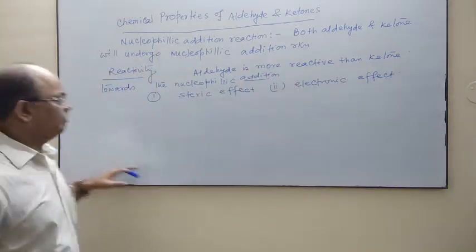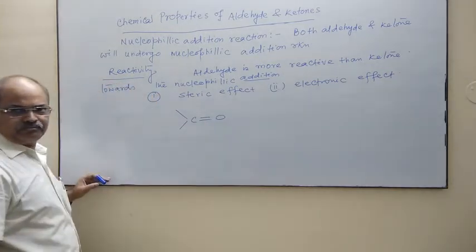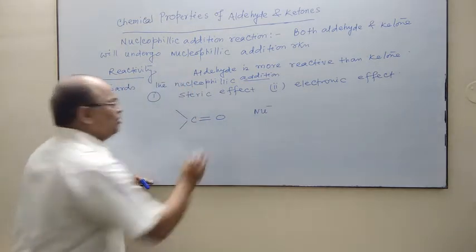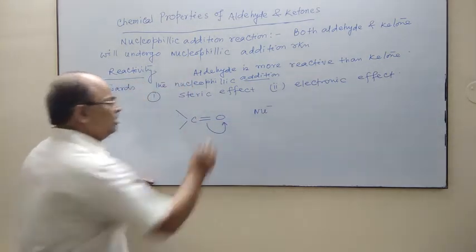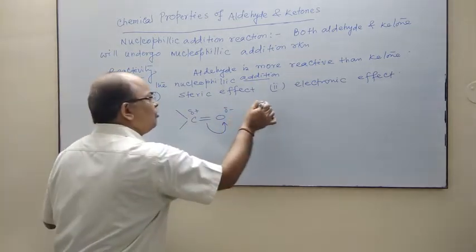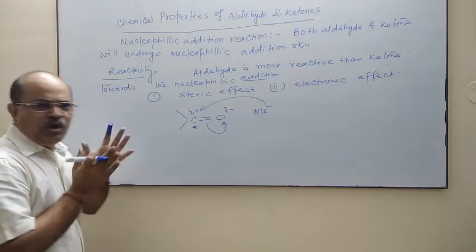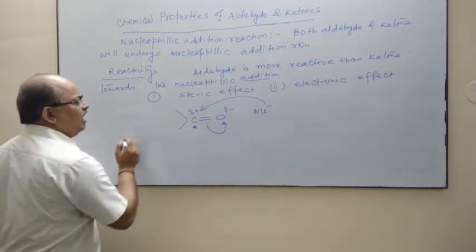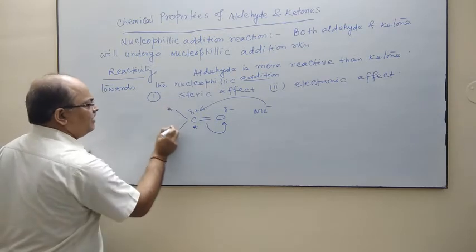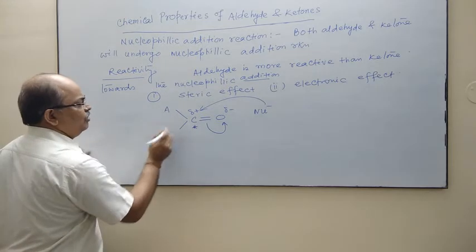Now let us observe the carbonyl compound. Say this is your carbonyl compound. When nucleophile will attack, in the presence of nucleophile there will be electromeric effect. This becomes your negative charge and this becomes your positive charge. So the nucleophile will attack on this positive charge carbon. Now suppose the groups attached at these two places, suppose this is your group A, suppose this is your group B.